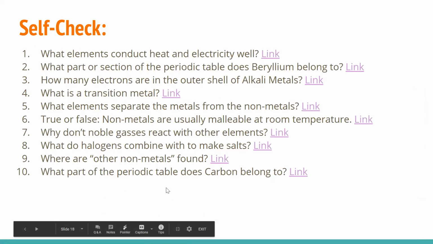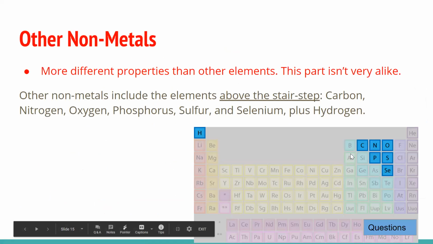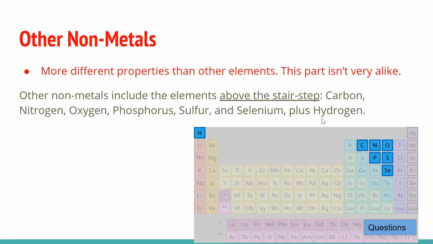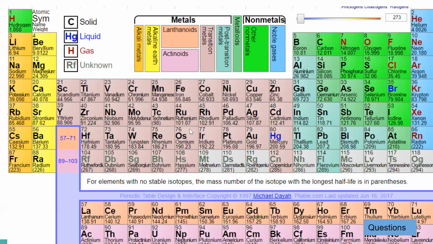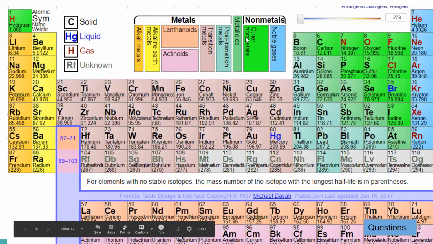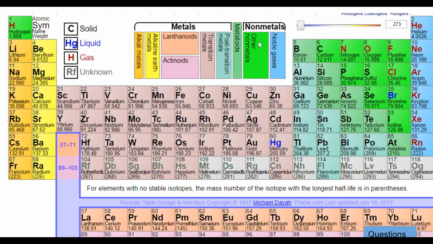And what part of the periodic table does carbon belong to? Carbon is an other nonmetal. An other nonmetal. And if we look at the periodic table that we use online, this is actually a photo of it. You can see it actually will give you all this information about other nonmetals, noble gases, metalloids, and things like that. It'll give you those hints.